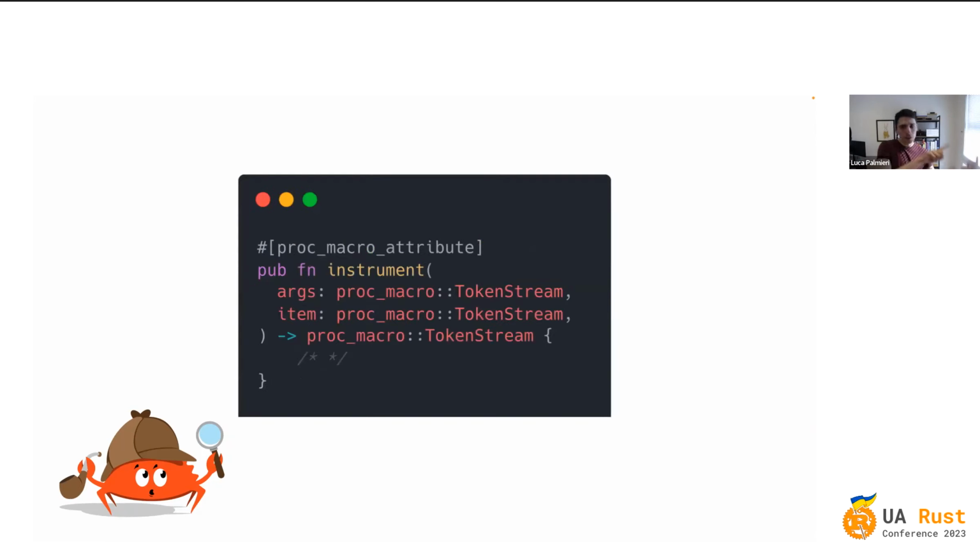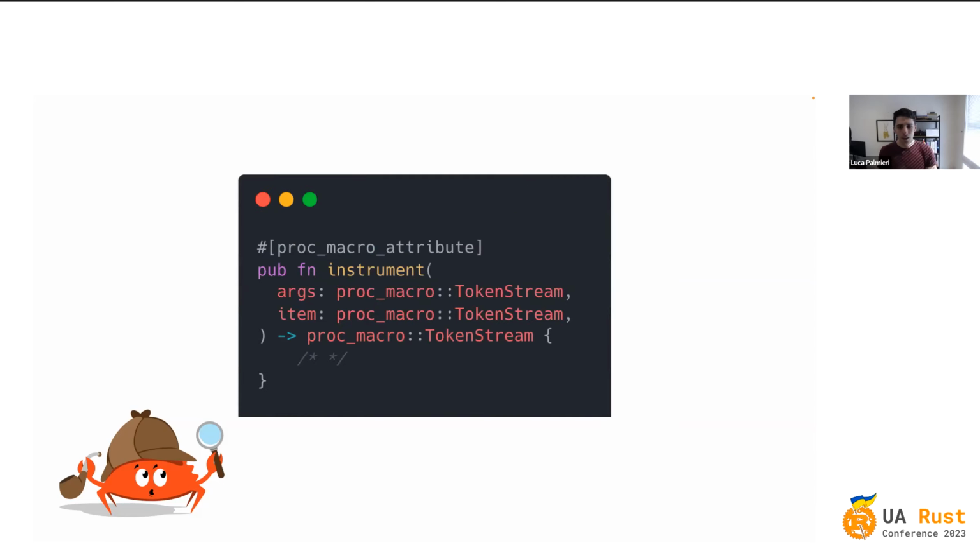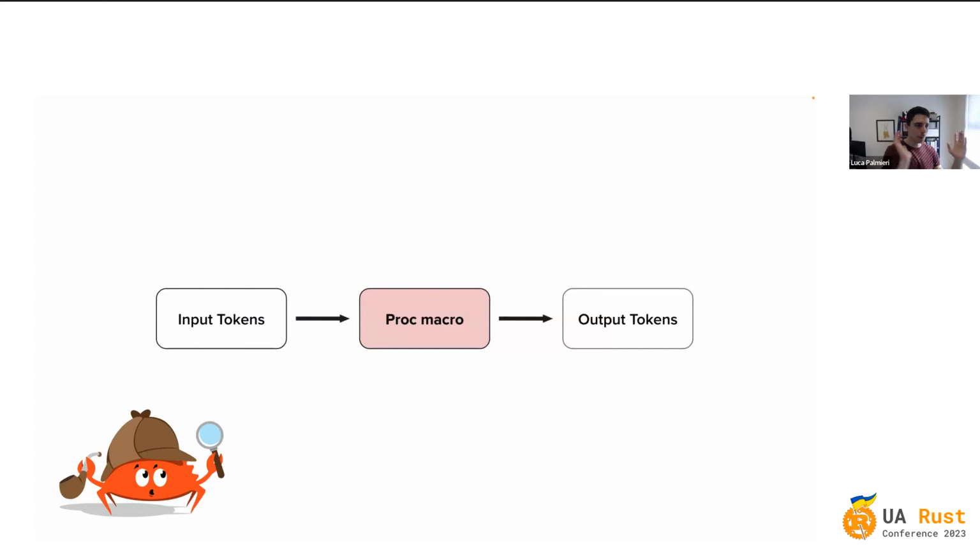And what this sugars into, so what the compiler does when you use the instrument macro, is it calls the macro function. This exists in the crate that defines the instrument macro. It's a special function annotated with from macro attribute, takes as input the args, so level equal trace, and the item, so from pub to the closing brace, does a bunch of stuff, and outputs a bunch of tokens. So if you do the architect thing, when you do boxes and arrows, a macro is a bunch of tokens as input, some processing logic, a bunch of tokens as output.